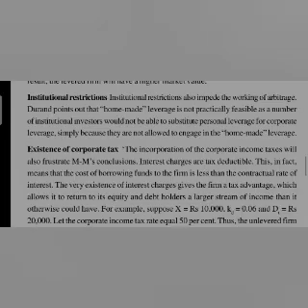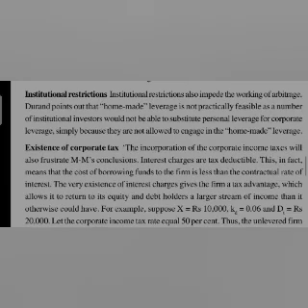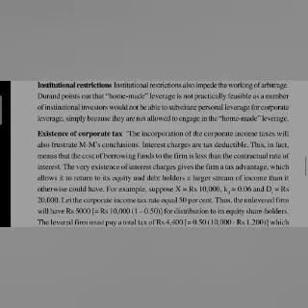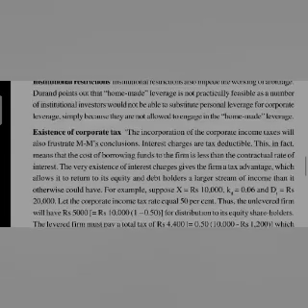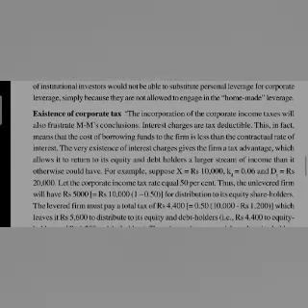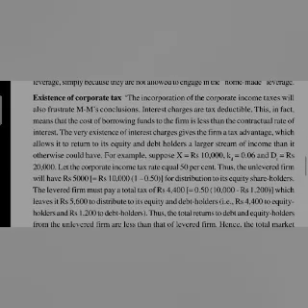Institutional restrictions. Institutional restrictions also impede the working of arbitrage. Durand points out that homemade leverage is not practically feasible as a number of institutional investors would not be able to substitute personal leverage for corporate leverage simply because they are not allowed to engage in homemade leverage.